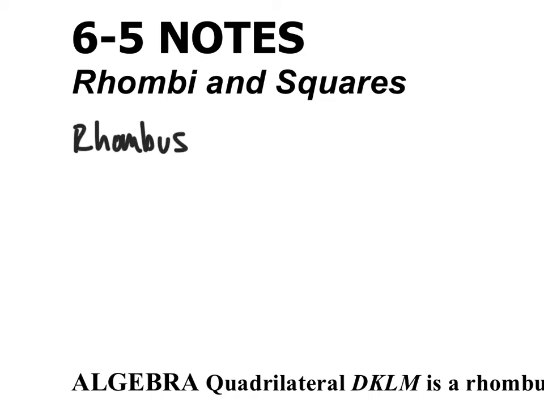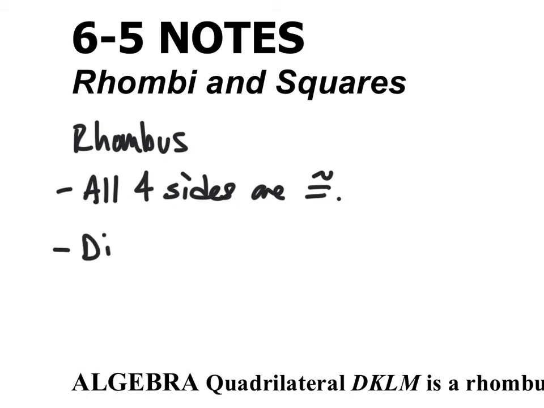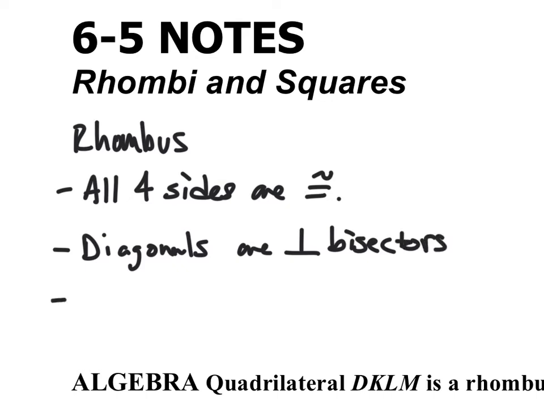Let's go ahead and just write about what a rhombus is. The unique thing about rhombi and squares is that all sides are congruent. So the first thing I'm going to say is that all four sides are congruent. Okay? And in a rhombus, the diagonals are perpendicular bisectors.